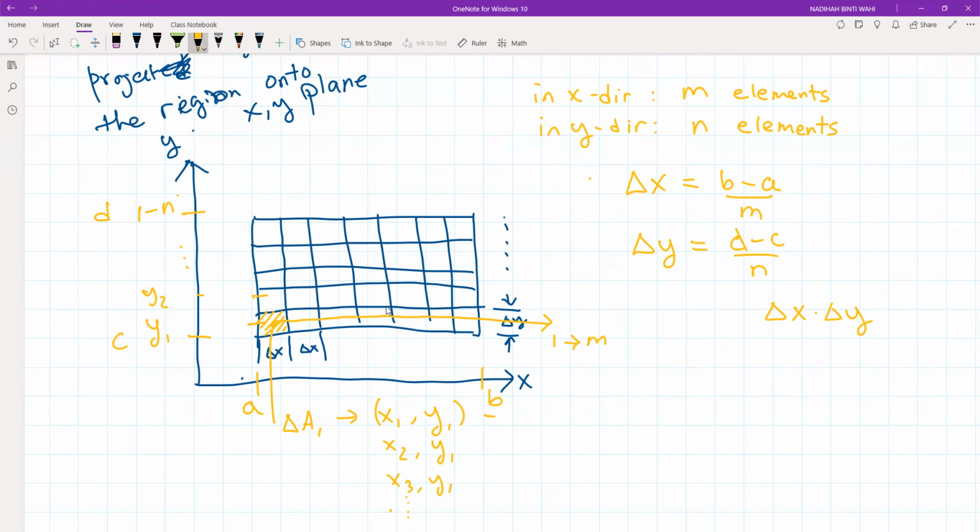Alright, now how to find f(x, y)? How to find the height? The height is given, so don't worry about that. You will be given the surface equation. So we get f. Let's say I use f star. What is f star? F star is f(x star, y star).